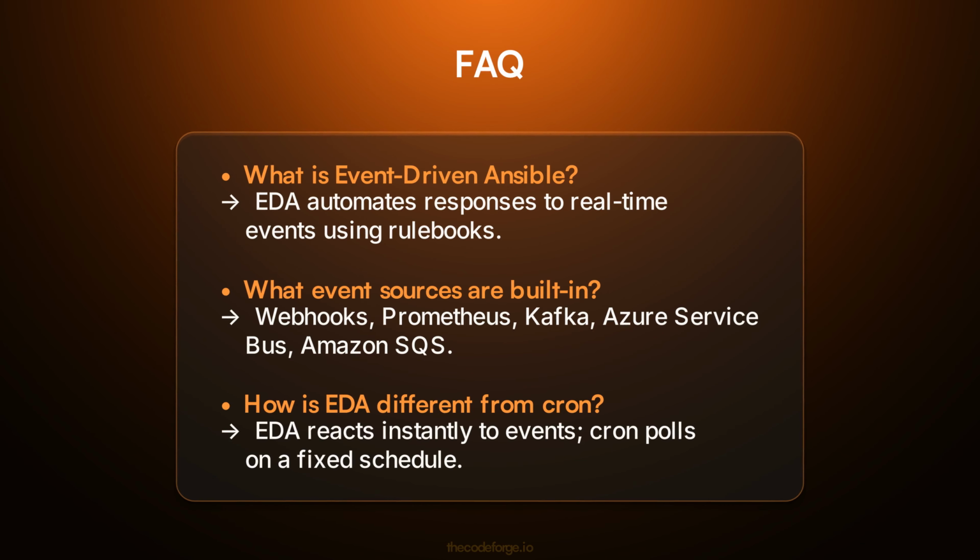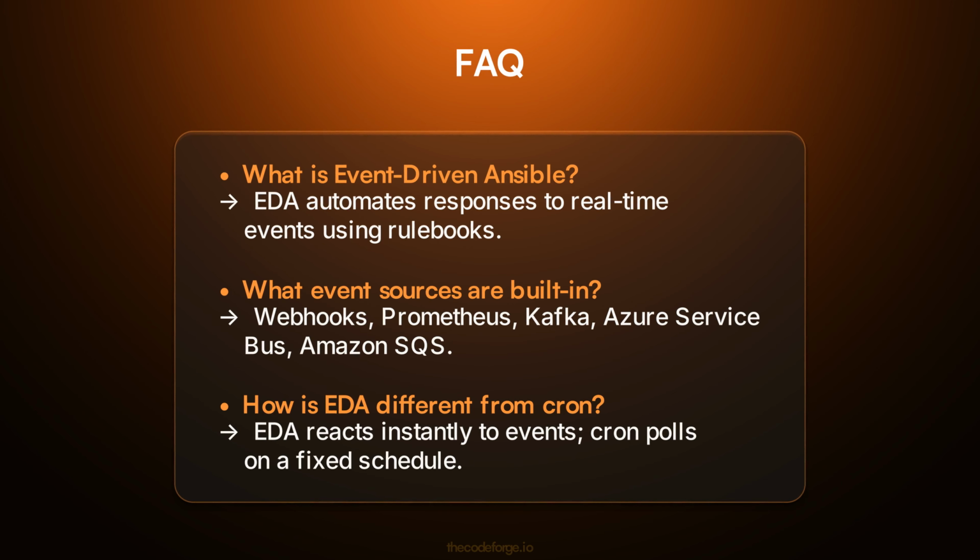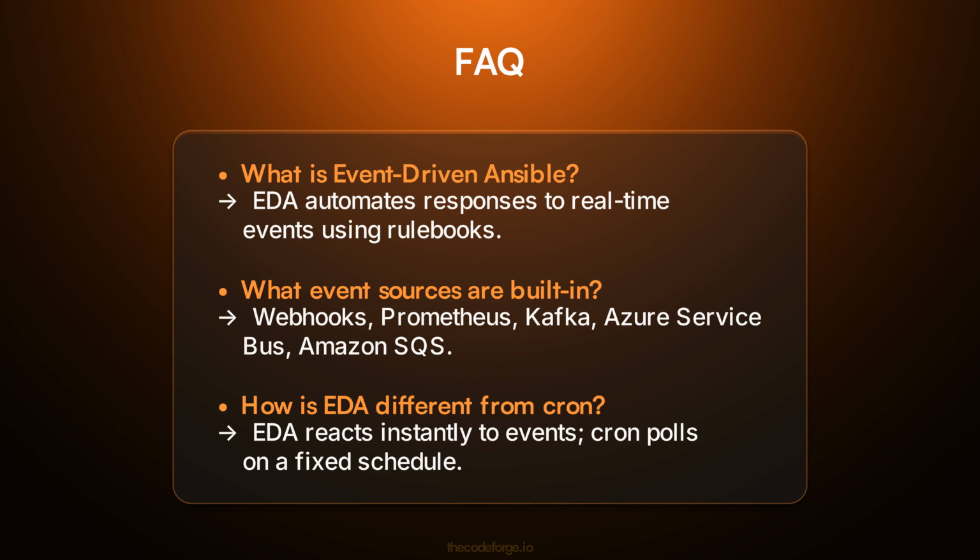And a few frequently asked questions. What is Event-Driven Ansible? EDA automates responses to real-time events using rulebooks. What event sources are built in? Webhooks, Prometheus, Kafka, Azure Service Bus, Amazon's Simple Queue Service. How is EDA different from cron? EDA reacts instantly to events. Cron polls on a fixed schedule.